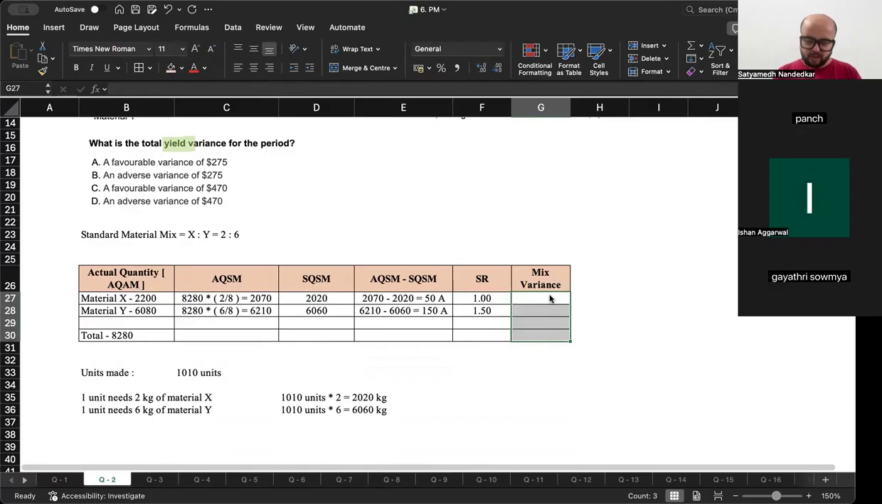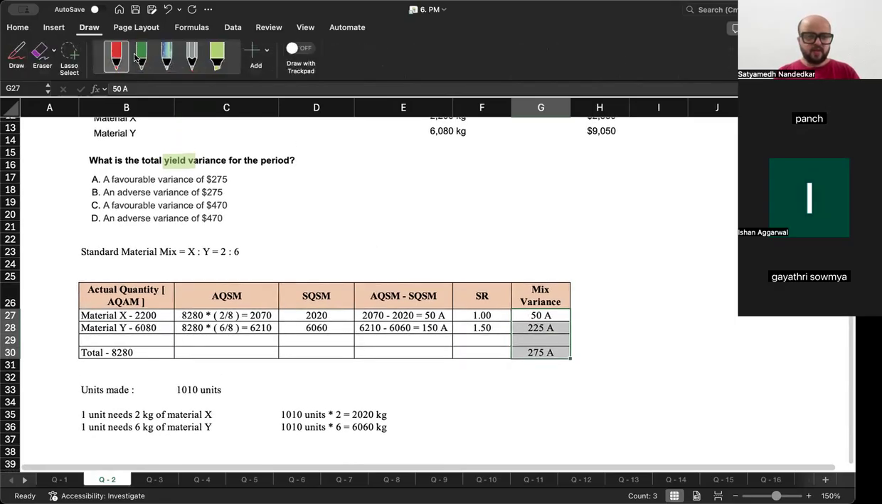Now tell me, what is the variance? 50 adverse, 50 into 1 is 50, 150 into 1.5 is 225 adverse. How much will this total? 275 adverse. So adverse variance of 275. Not a very difficult question, but I took it up so as to be a good revision point of how to calculate material yield variance. Material mix variance and material yield variance, if you have the formulas in place, I don't think calculation can be much of a job.